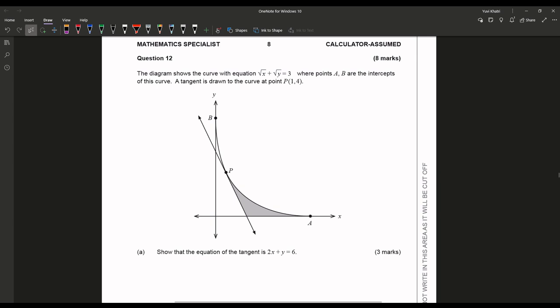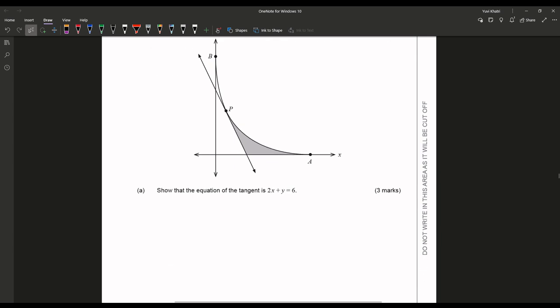Now question 12 gives us a graph, and it gives us the equation root x plus root y equals 3. A and B are the intercepts of this curve. A tangent is drawn to the curve at point (1, 4). So this is our tangent. Show that the equation of the tangent is 2x plus y equals 6. For that, we could use implicit differentiation, or we could rearrange, it doesn't matter. I'll just use implicit differentiation.